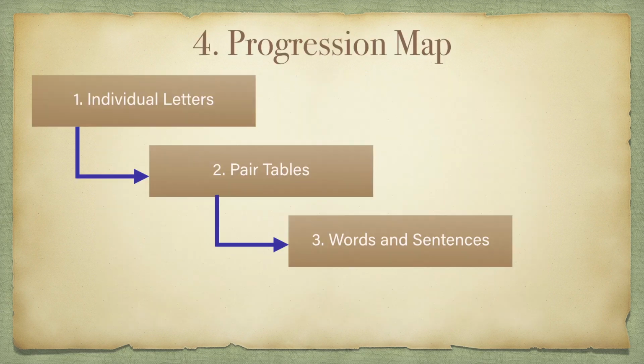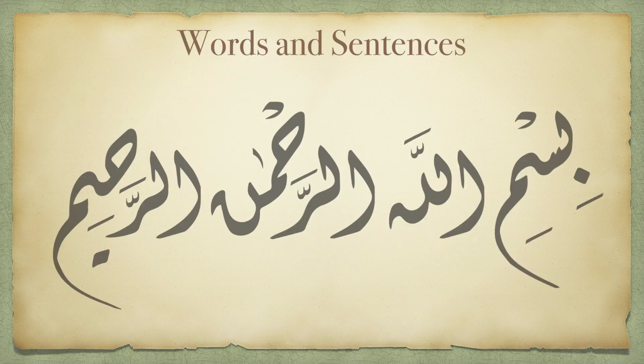Okay, so once we have learned individual letters and pair tables, now naturally the next step here is to start writing words and sentences. Again, there isn't anything new to be learned here because now we're just taking the building blocks that we have learned up until this point in time, and we're really just putting it all together.